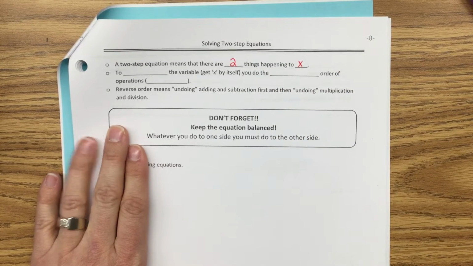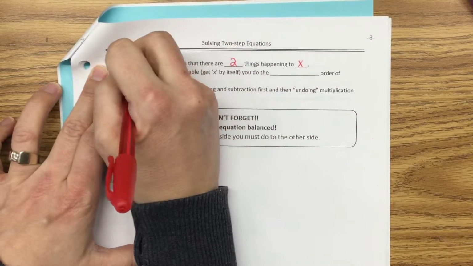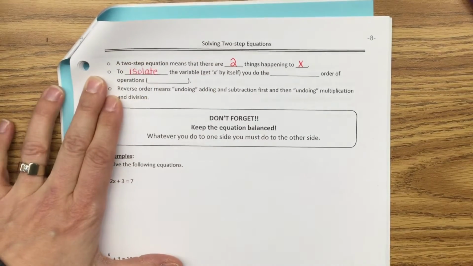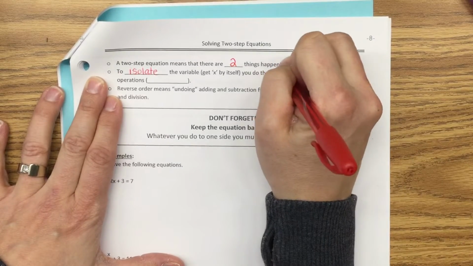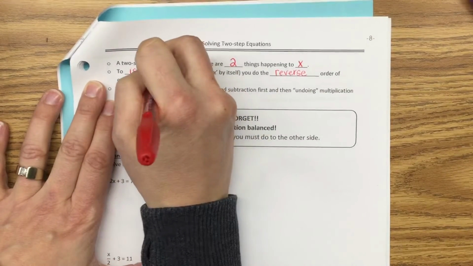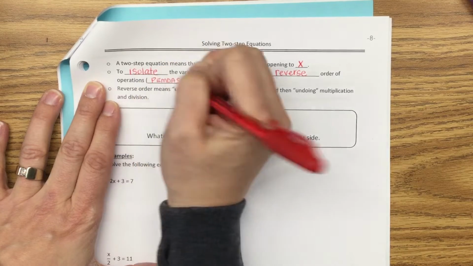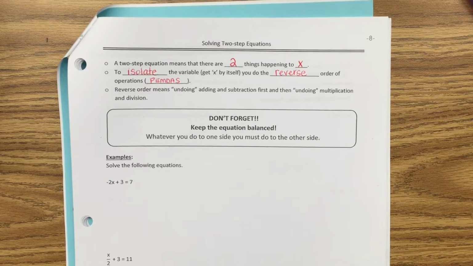Page 8. Yep. So, to isolate the variable, so we want to get x all by itself, you do the reverse order of operations. And we already know that. I think we called it PEMDAS. You might also be familiar with BEDMAS. Whatever works for you. The big thing is that we have to do the opposite.